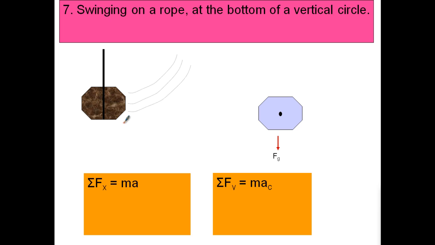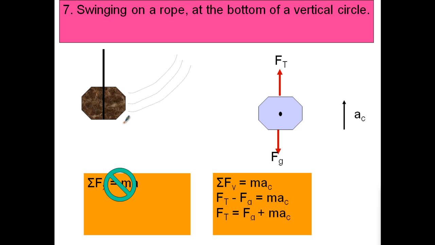Now we're swinging on a rope. We have gravity going down, tension going up, acceleration going up. No x direction stuff here at all. Only worried about our tension and our gravity. So our tension, which is our centripetal force in this problem, equals our weight plus our ma.